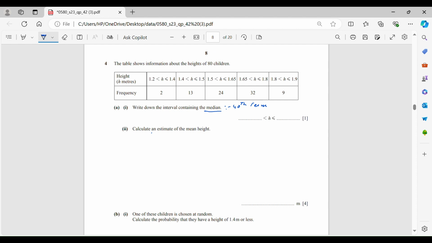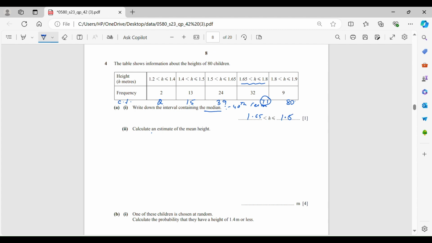So for the 40th term, the cumulative frequency first will be 2, second will be 2 plus 13, which is 15, 15 plus 24 is 39, 39 plus 32 is 71, 71 plus this is 80, right? So the 40th item will be at this interval. So our answer is 1.65 less than h, less than 1.8, right? Height is greater than 1.65 and less than 1.8.